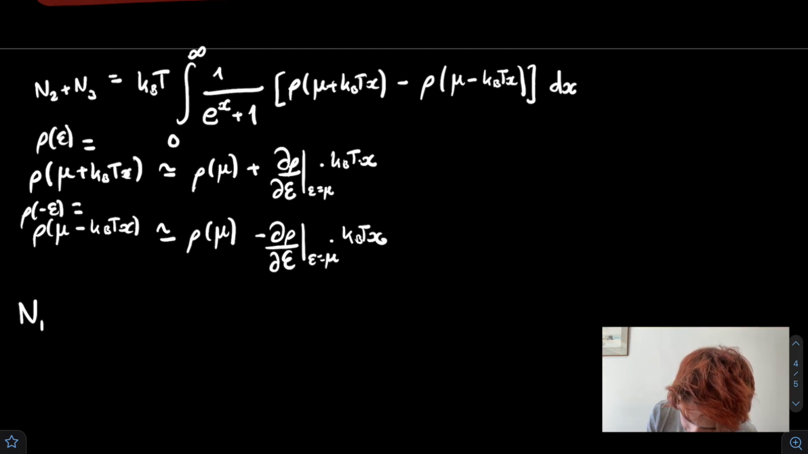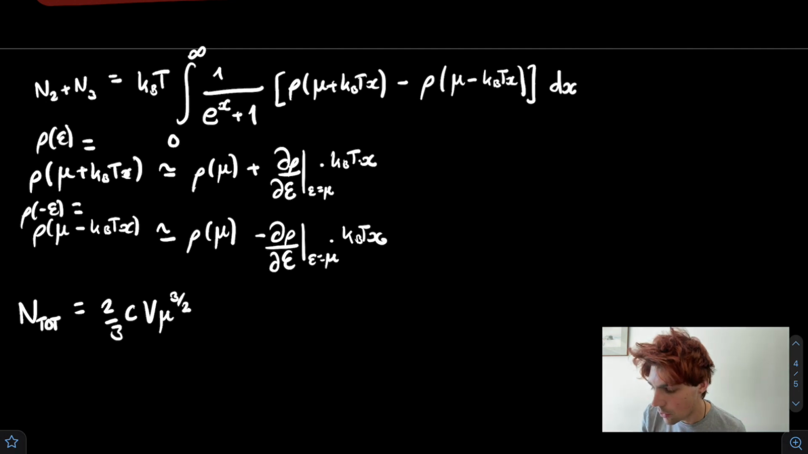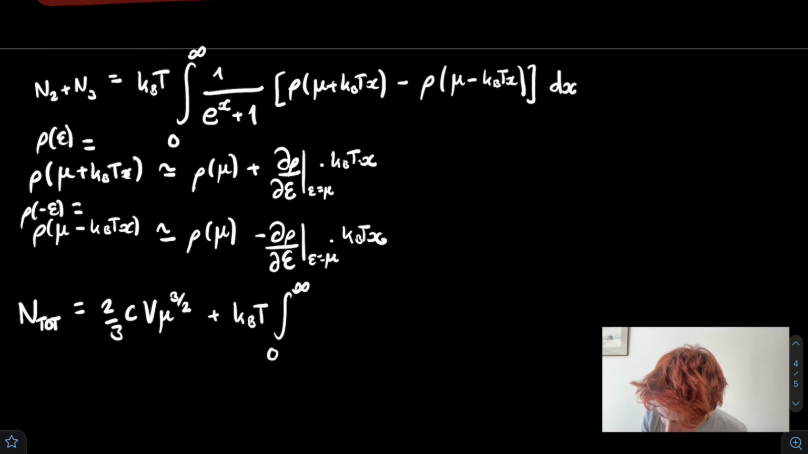So let's write the total number of particles in our system. And that is going to be 2/3, this is the bit we did before, times CV times mu to the 3/2. So that's just our bulk term. Most of the particles are in this term right here. But we still have this integral, so we're going to get plus kBT, and we're going to be integrating between 0 and infinity. Our Fermi distribution, instead of writing x, is 1 over e to the x plus 1.